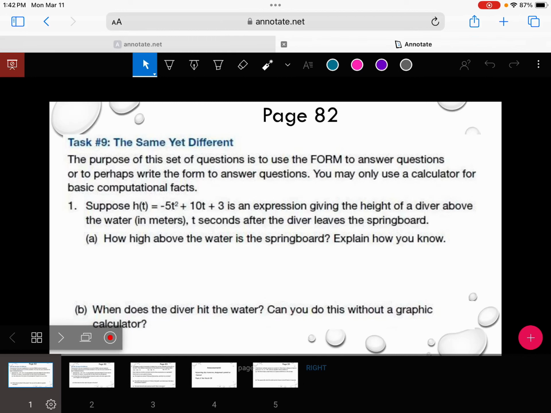All right, so we're going to be looking at the three different forms for our quadratic equations over the course of the next couple of problems. We're going to kind of bounce around.